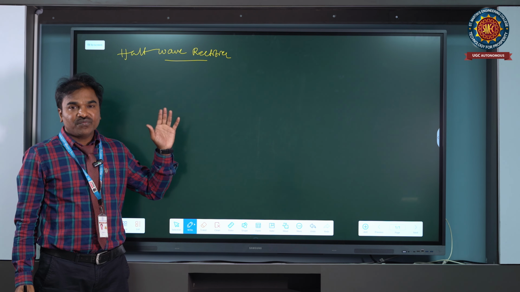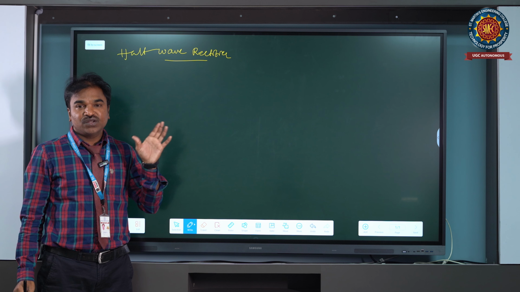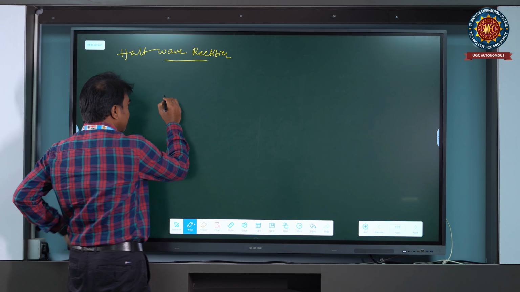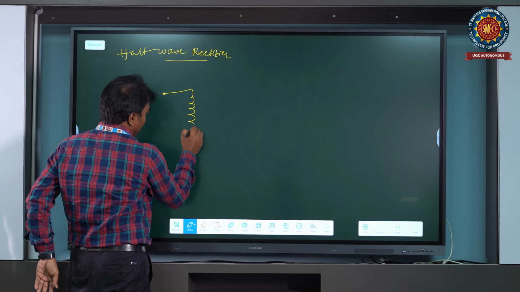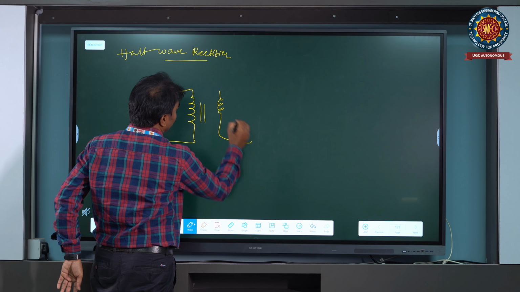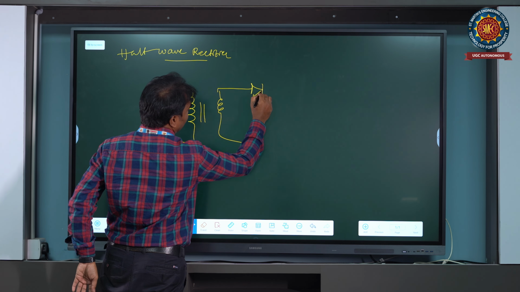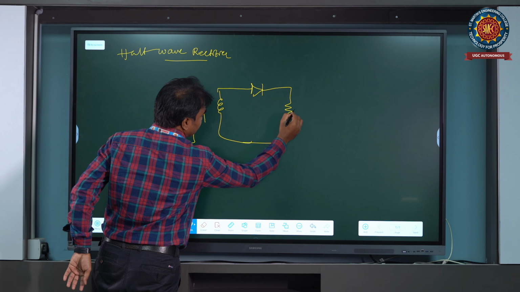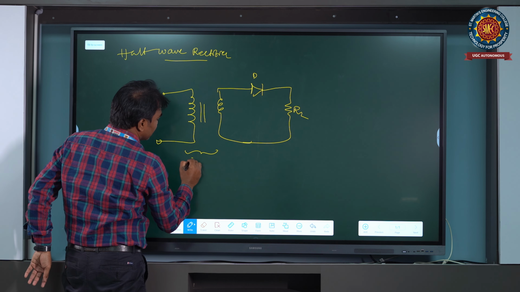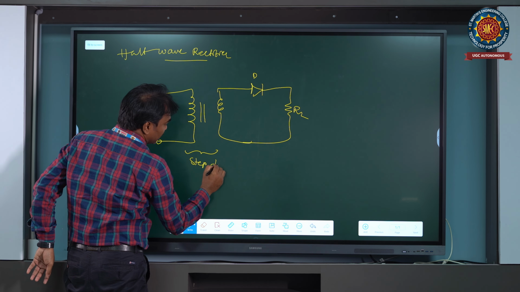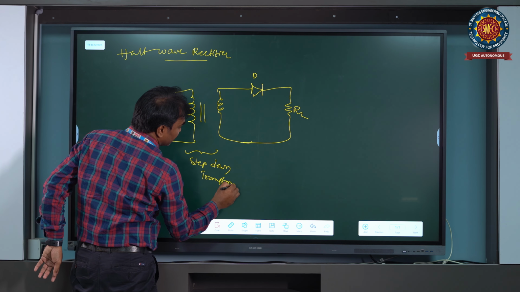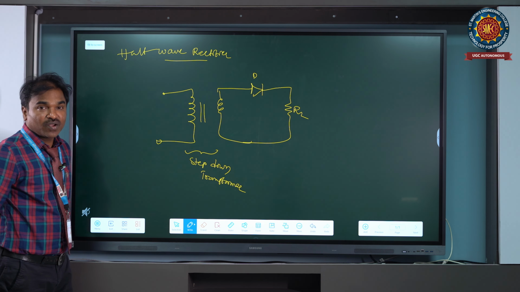In the half wave rectifier, the major component is a diode, and a transformer. So here is the circuit of the half wave rectifier. We are using a step down transformer, a diode and a load resistor. These are the three main components. Here is the diode and here we are using the step down transformer. What is the use of the step down transformer and the diode? We'll see.